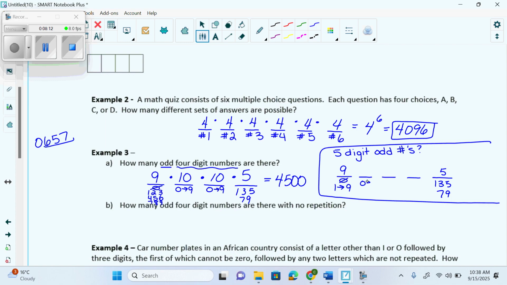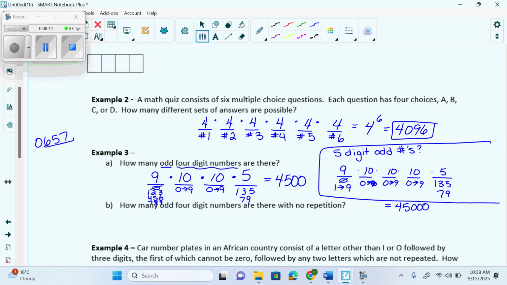Then there's no restrictions on here, so it's 0 to 9, 0 to 9, 0 to 9. So it's 10, 10, 10, so it just gives me an extra 0. So instead of 4,500, it's 45,000. So there's substantially more 5-digit odd numbers than there are 4-digit, because you end up multiplying by 10. So it's times 10 more. Okay?